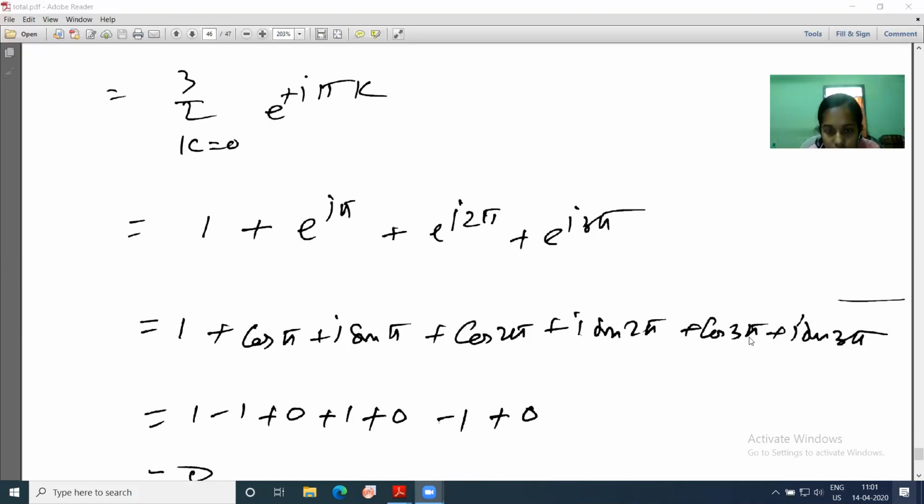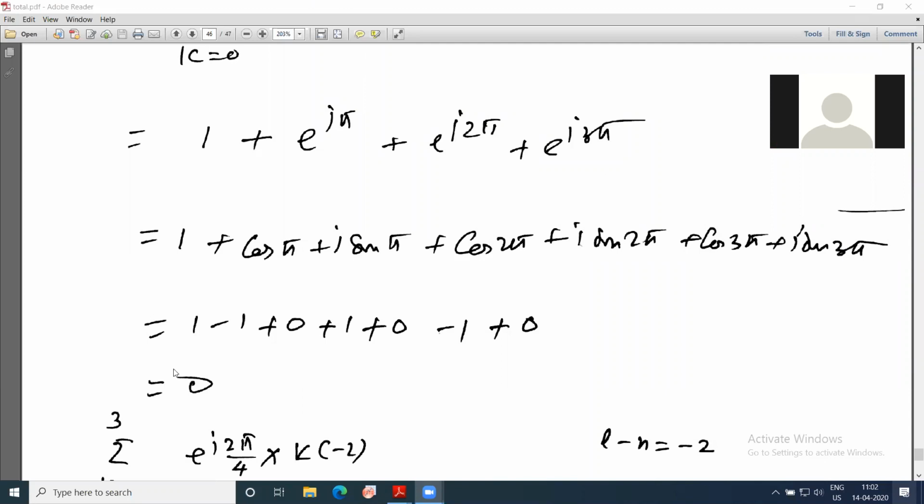And cos 2 pi is 1, sin pi is 0, cos 3 pi is minus 1, sin 3 pi is 0. So this is equal to 0.